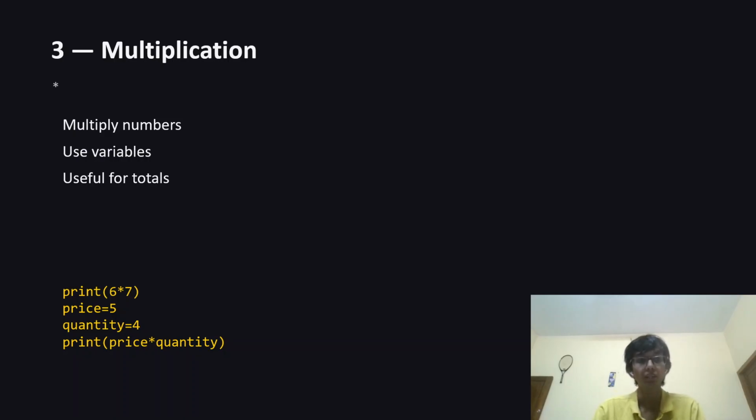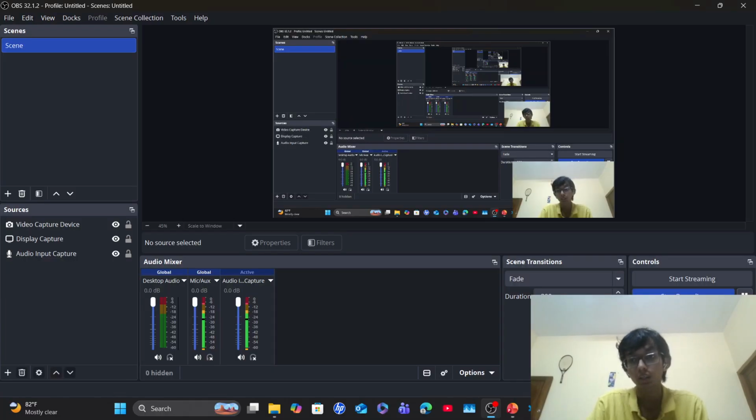So we can use variables. It is useful for totals. What is multiplication really used for? When we want the output of a total, we use multiplication, right? So this is the price of a product, and 10 of it was taken. So we do 10 into the price, and then we'll get a total price. That is how a total is calculated, and this is very useful for doing totals.